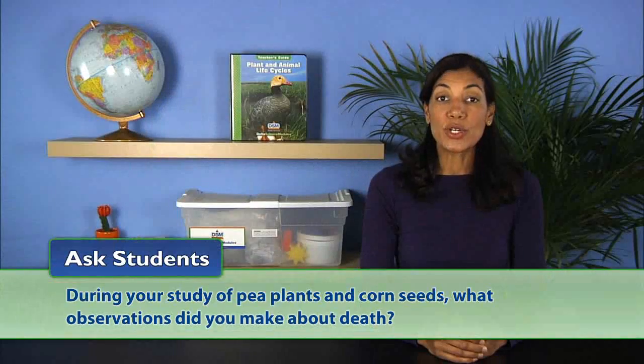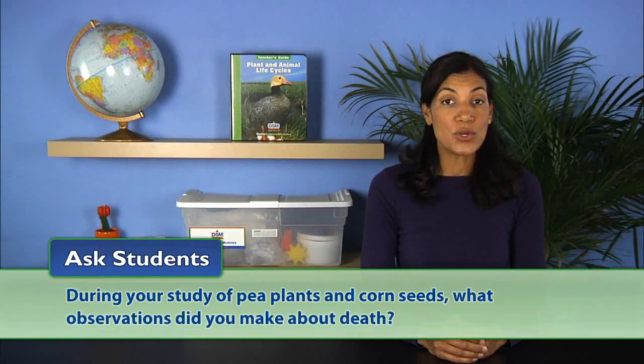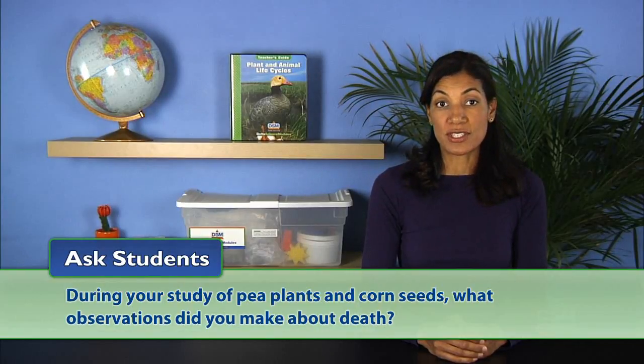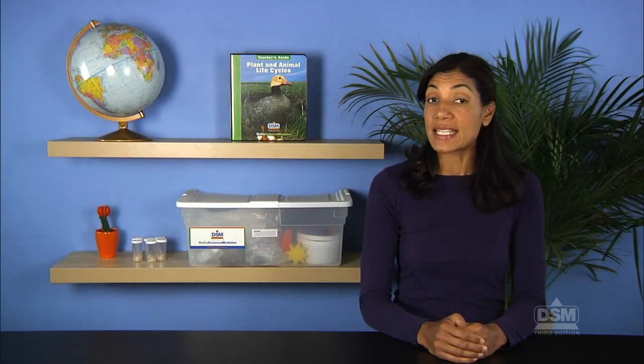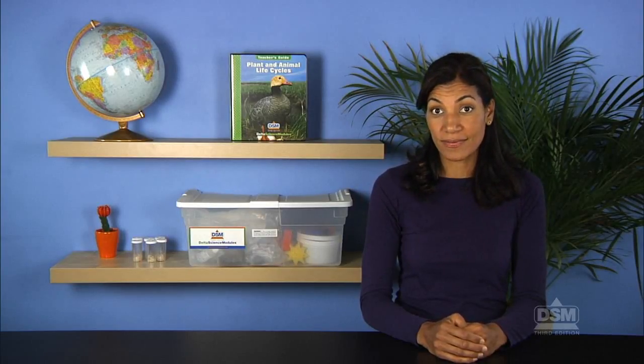Then ask, during your study of pea plants and corn seeds, what observations did you make about death? Students should recall that not all the pea seeds and corn seeds sprouted, and that some of the plants died during the course of their life cycles.